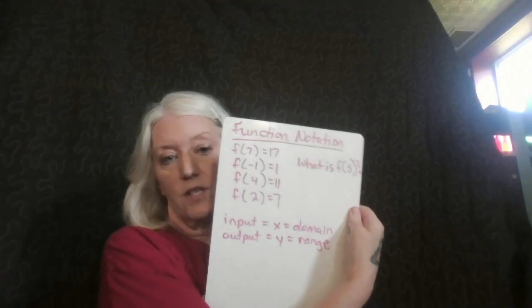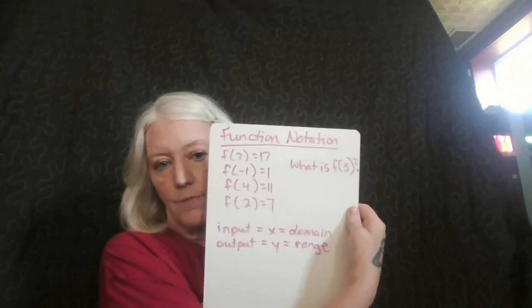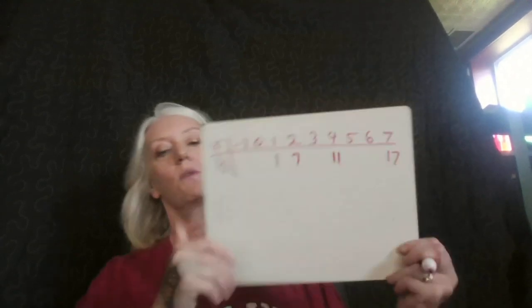Okay, so what I'm going to do is I'm going to make a term table here. Remember that my x's are what are in the parentheses, so I'm going to make a term table with those numbers. Those numbers are -1, 2, 4, 7, and I'm going to put them in order like that on a term table. And I'm going to leave all the rest of them blank. So I'm starting with -1, and I have to go up to 7. 0, 1, 2, 3, 4, 5, 6, 7. 7 goes with 17, -1 goes with 1, 4 goes with 11, and 2 goes with 7. Okay, this is what I was given.